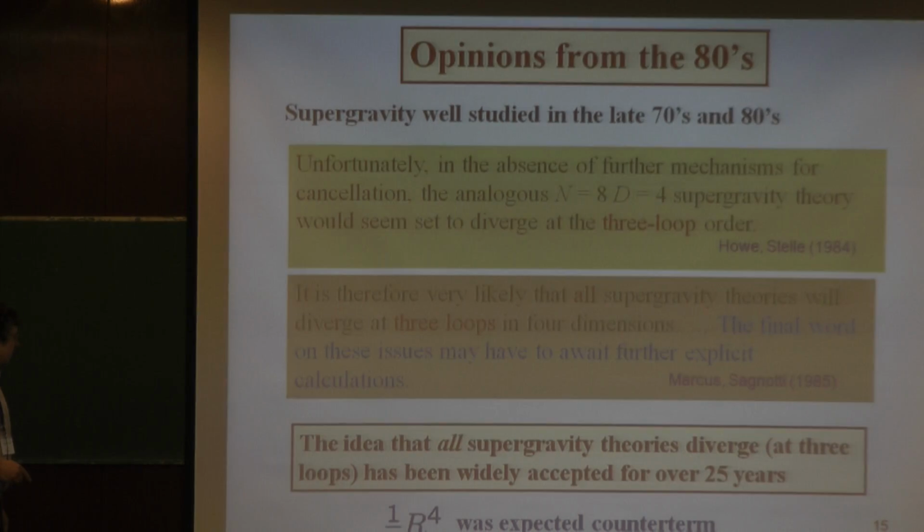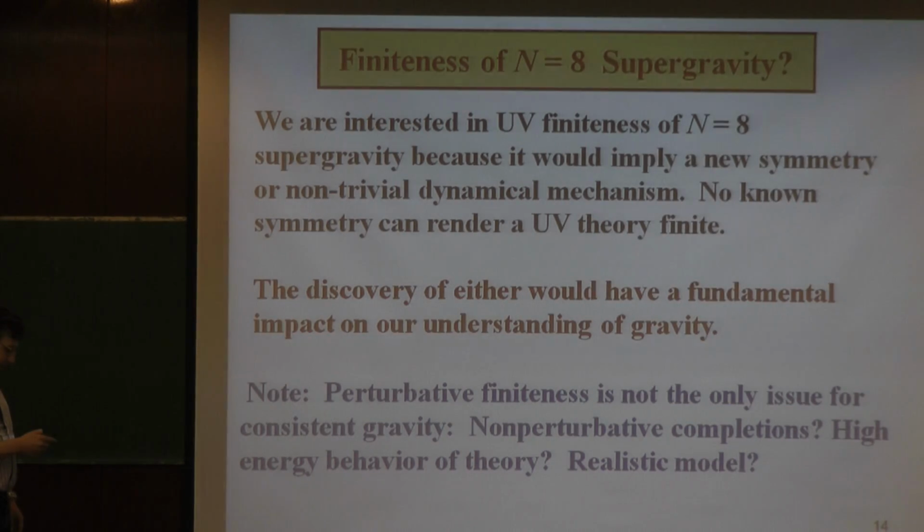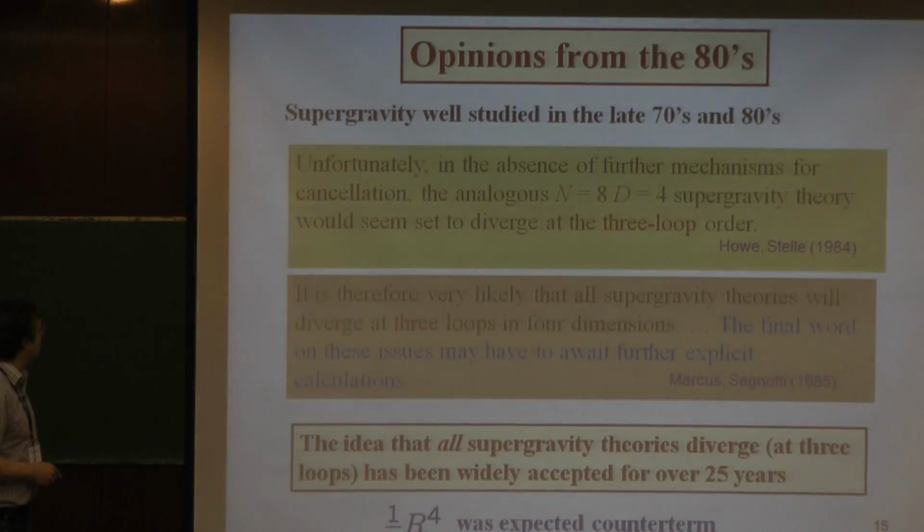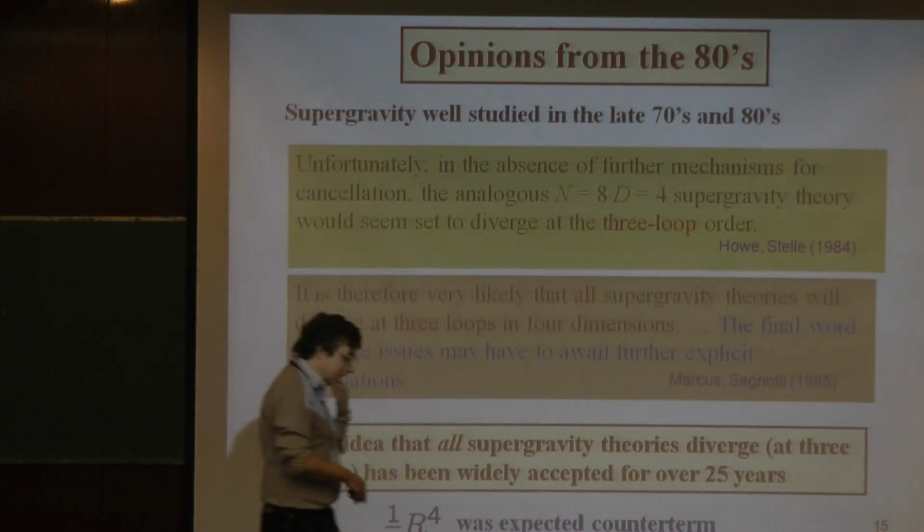Now, let's suppose that the theory is finite. There's a lot more work that you'd have to do before you could declare, oh, I have a reasonable theory of quantum gravity. There's non-perturbative issues. There's high-energy behavior. Also realistic models. This thing doesn't have chiral fermions, for example. But anyway, this is the first question I think is an important question that needs to be asked about quantum gravity. Is it true? So let's see what people said about this.